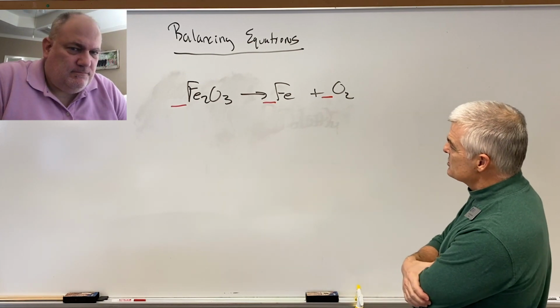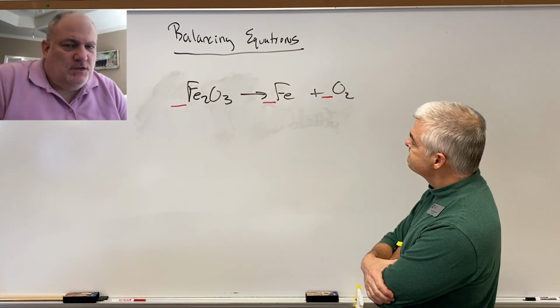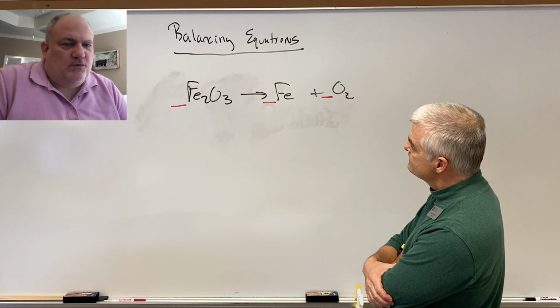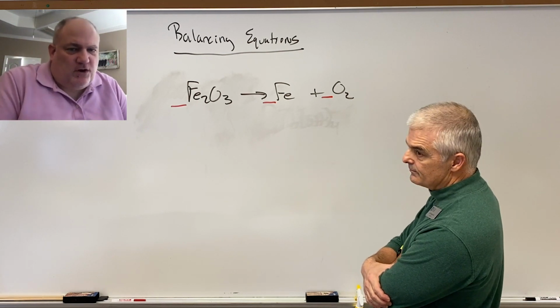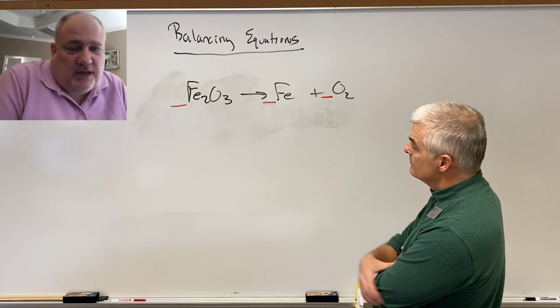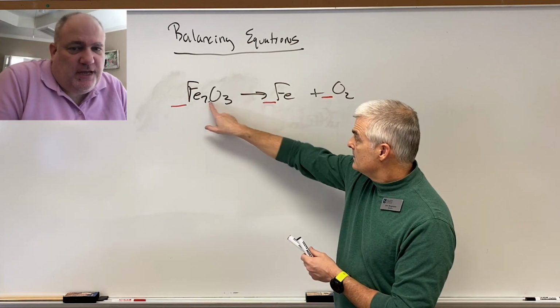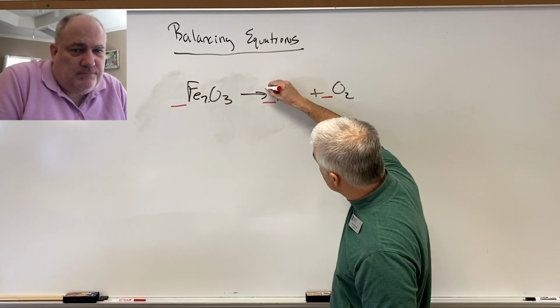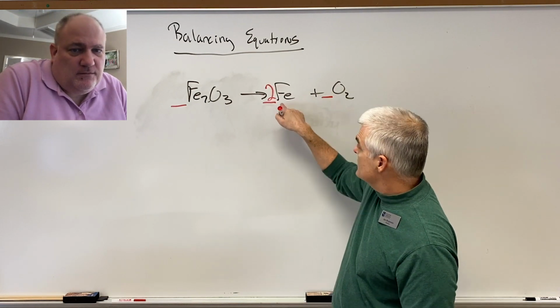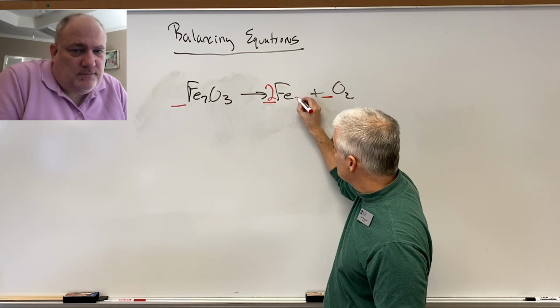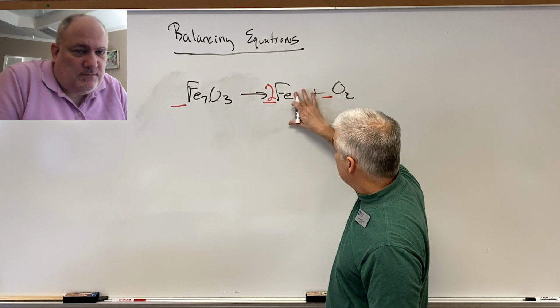So Mr. Dimitrievich, what am I going to do first here? You can pick any element that you want to start with. I typically start with the more complex one, so we're going to start with Fe2O3. And how many Fe's do we have there? 2. We have 2. So we're going to put a 2 where? Right here. So now we have 2 Fe's and 2. Notice I didn't put a 2 down here. I can't do that, right?